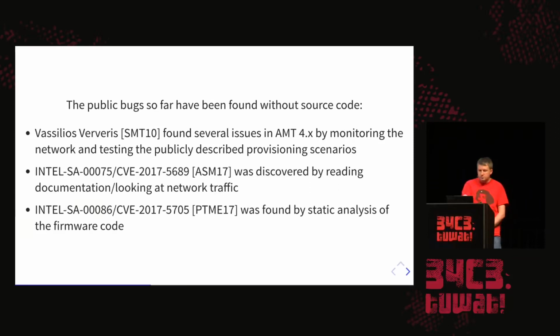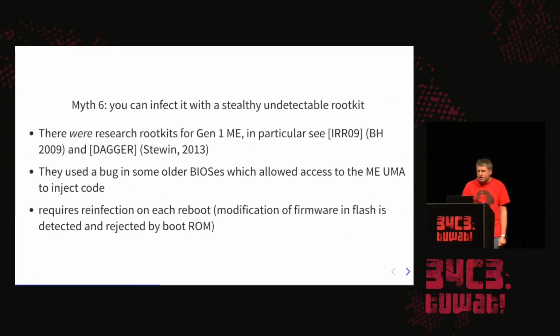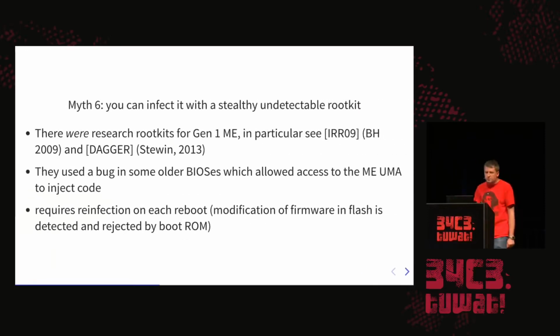So just to summarize, even if it's black box and you don't have source code, you can audit it. And maybe you can even get by without reverse engineering. Of course, it's better with reverse engineering in my opinion, but you can try without, and it might work. Now, one more thing. You can write an undetectable rootkit for it, stealthy and undetectable.